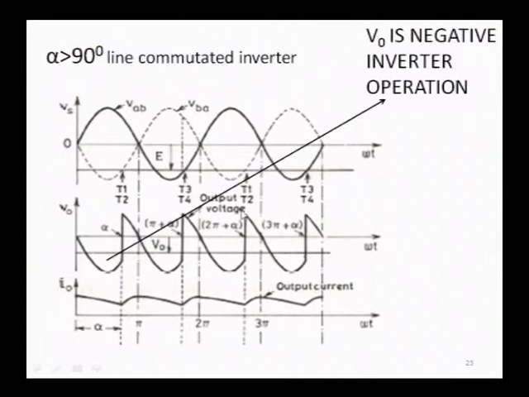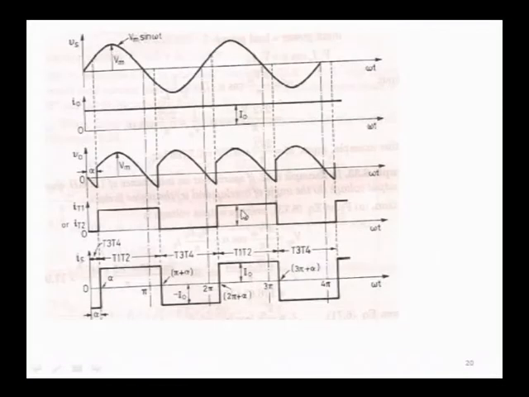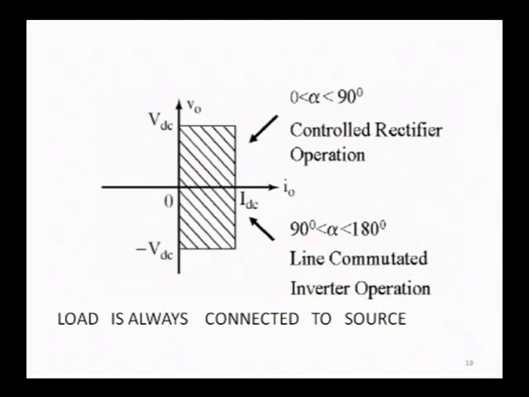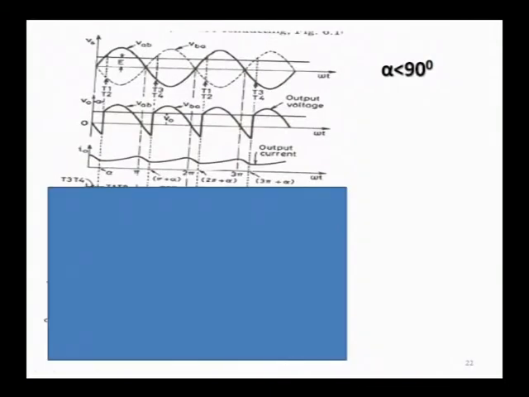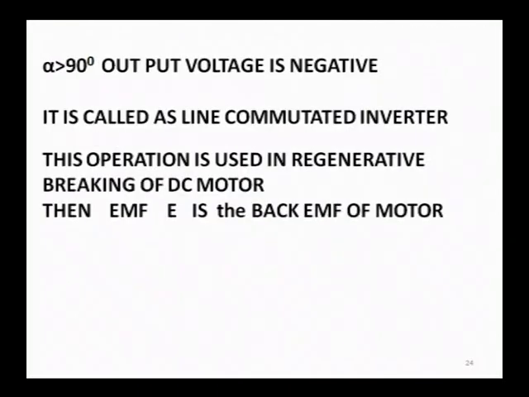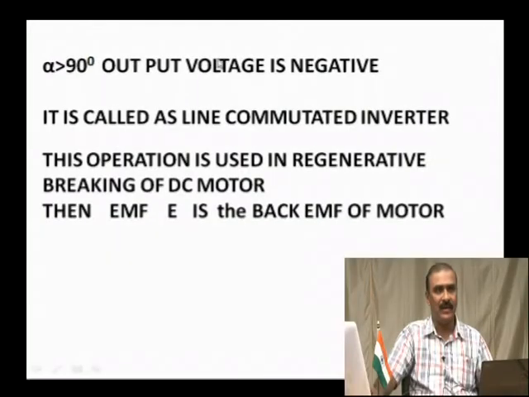So, now I think this quadrantal diagram which I referred is very informative now, or it is justified, I can say, right, because this portion is controlled rectifier operation, this portion is inverter operation because voltage is negative. Okay. Now, coming to this operation, beyond 90 degree output voltage is negative, we have shown in the waveform, it is called line commutated inverter. This operation is used in regenerative braking of DC motor.